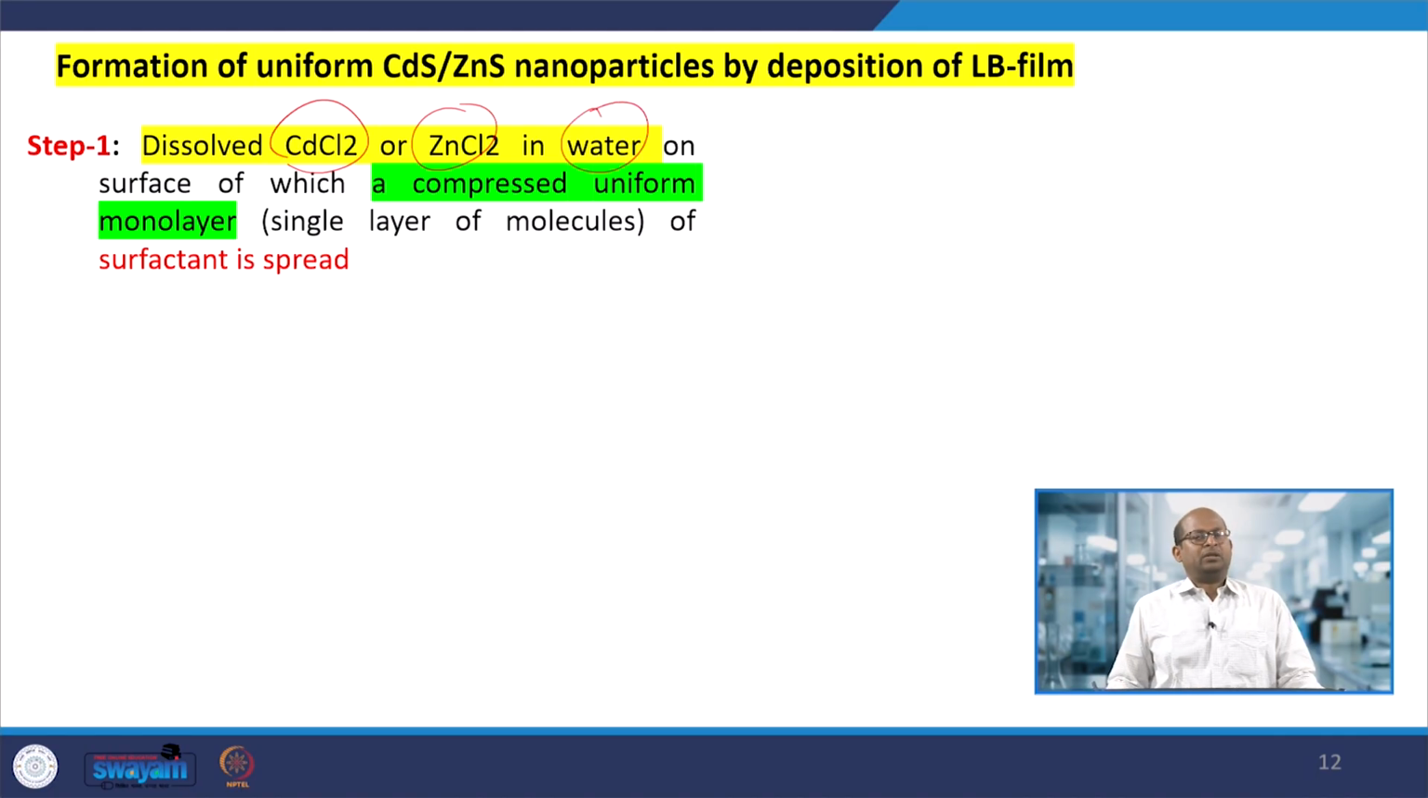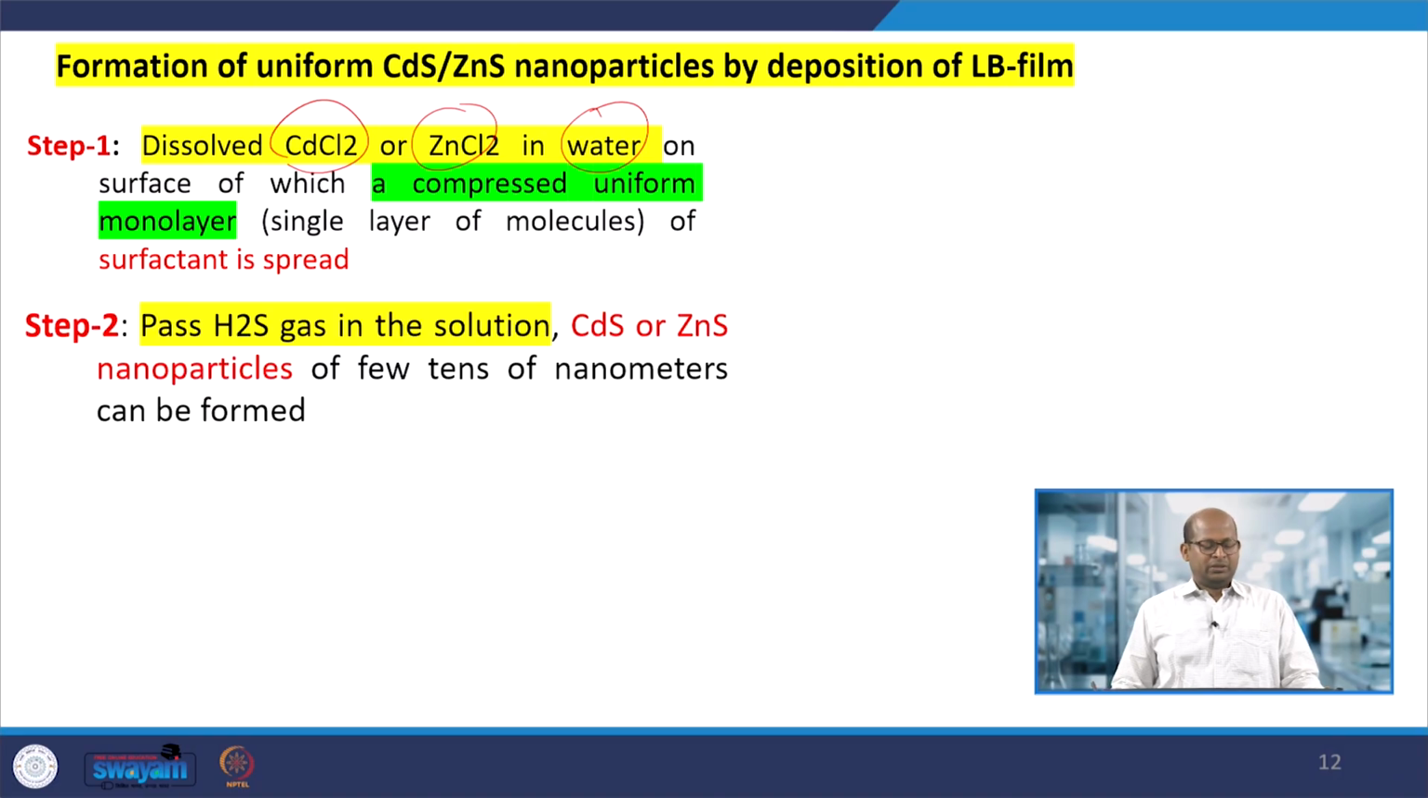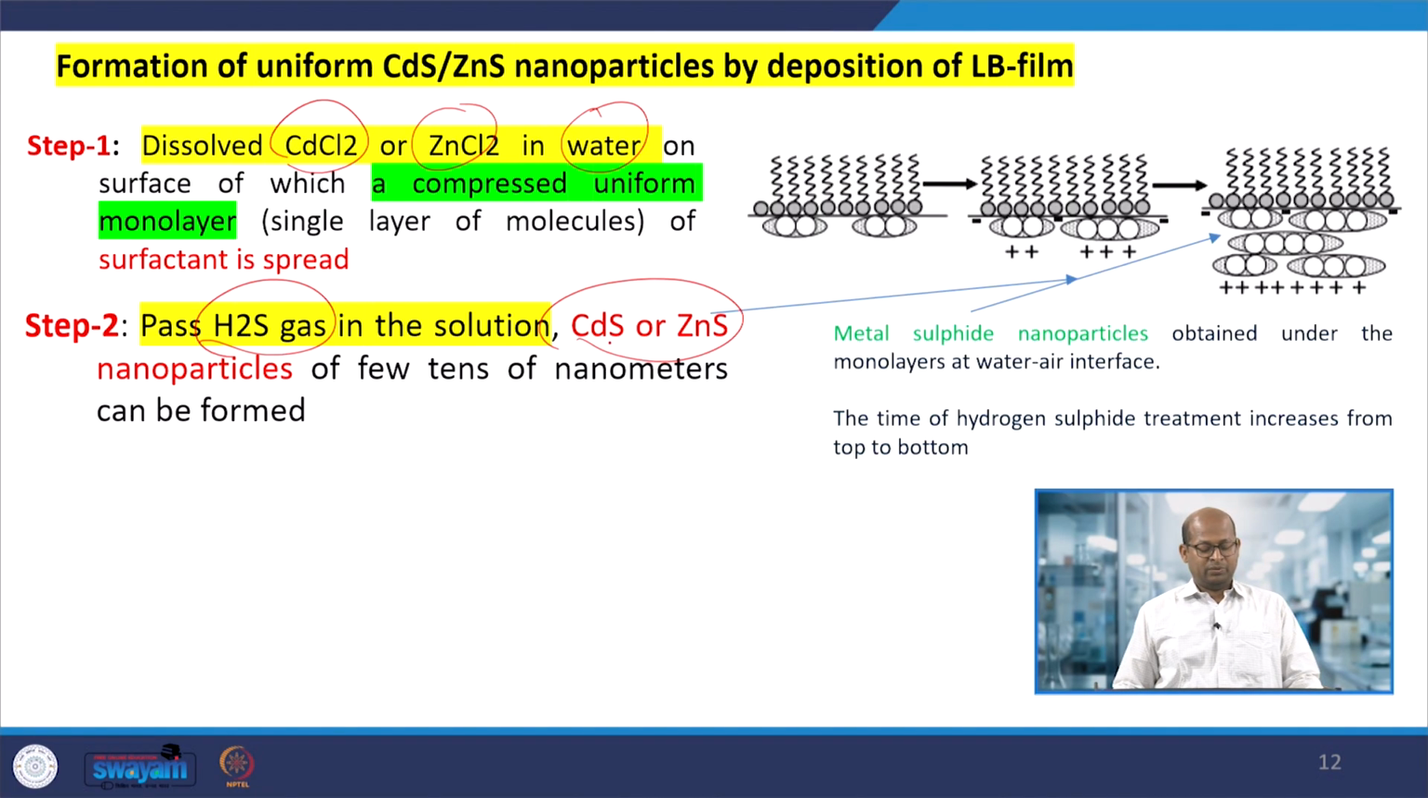Once the metal chloride dissolves in water to form a solution, we can add surfactants or amphiphilic molecules, which make a particular arrangement. Then we can pass H2S gas, which converts the metal chloride into metal sulfide nanoparticles.